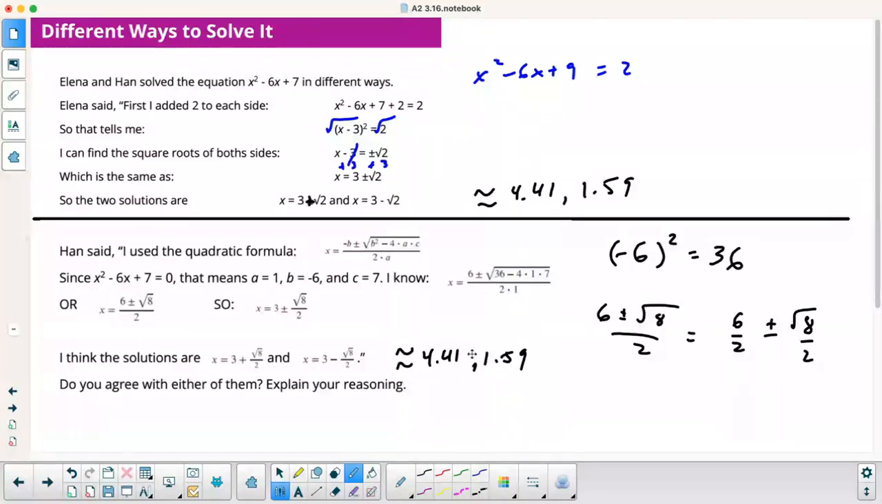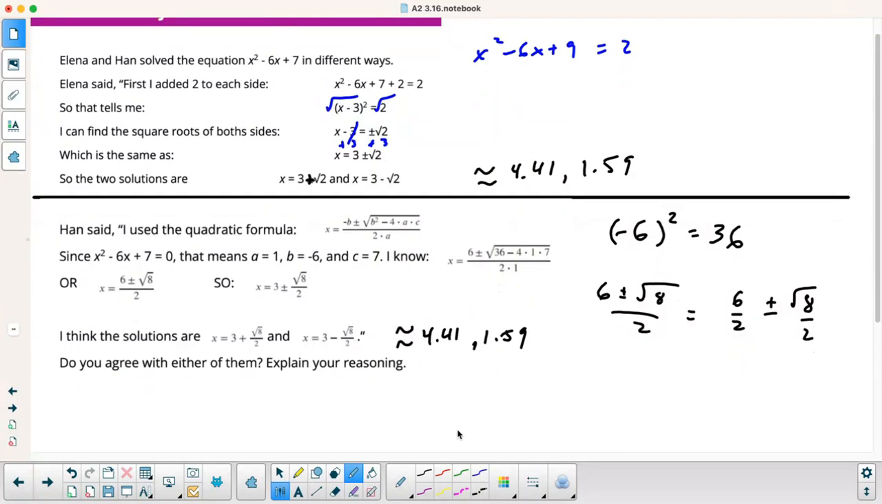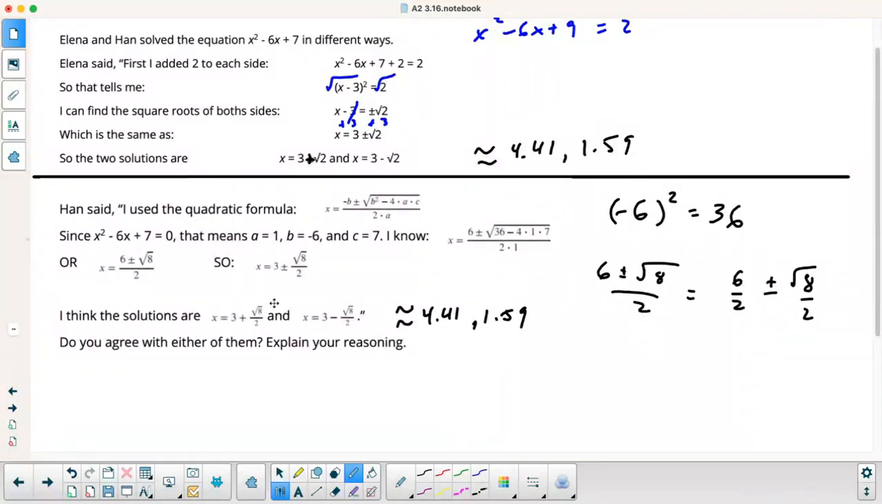So that makes me think that they're both right. So why is that? Well, the reason is because he didn't simplify this radical. So we got 3 plus square root of 8 over 2. You have to get perfect square factors out of there. So if you can think of any perfect squares that you could multiply to get 8, you're going to have to rewrite it, square root those perfect squares, and pull them out.